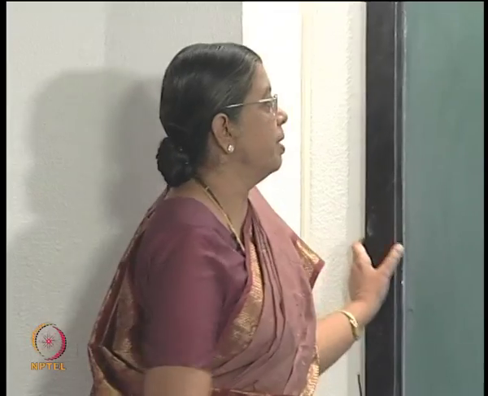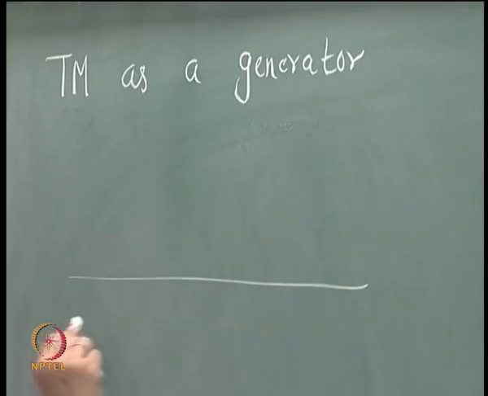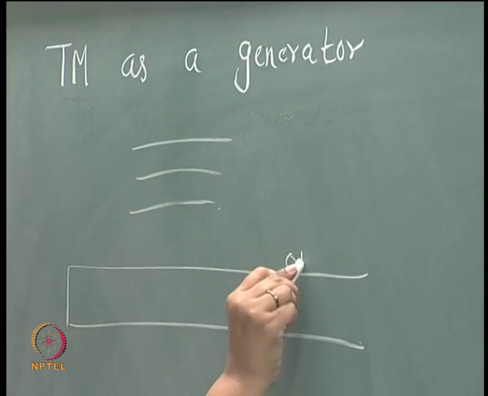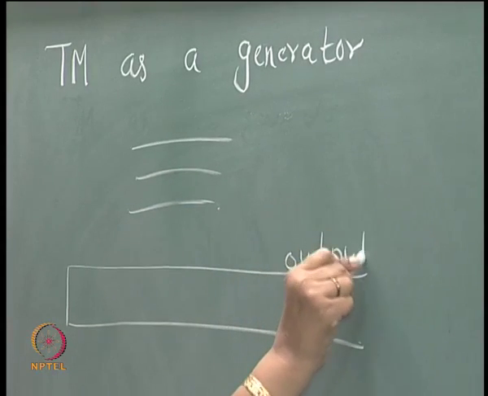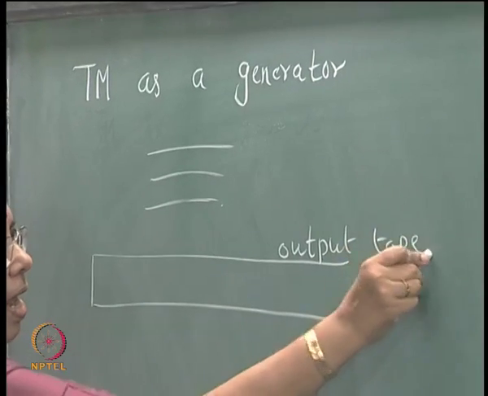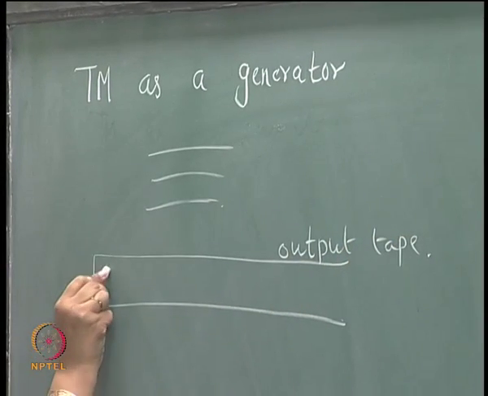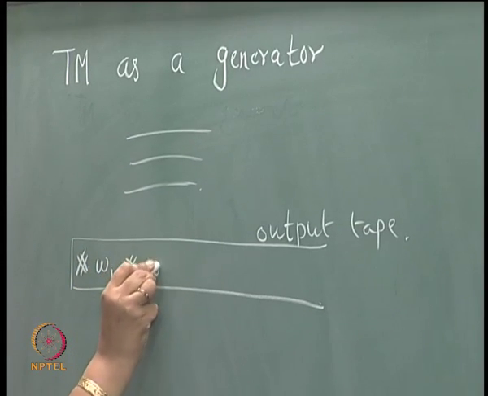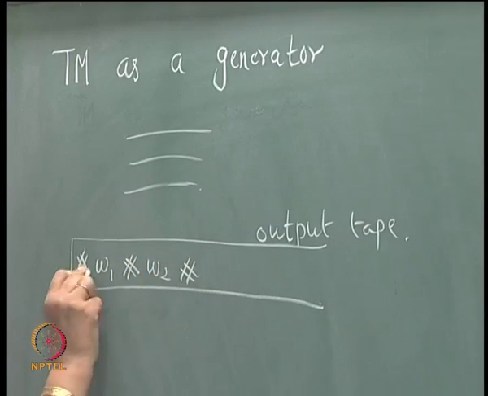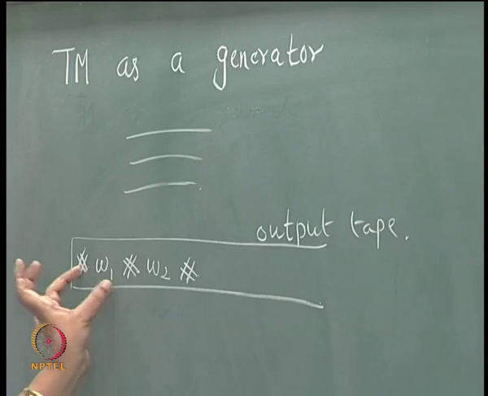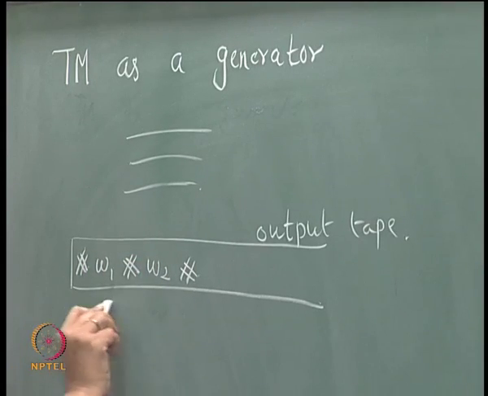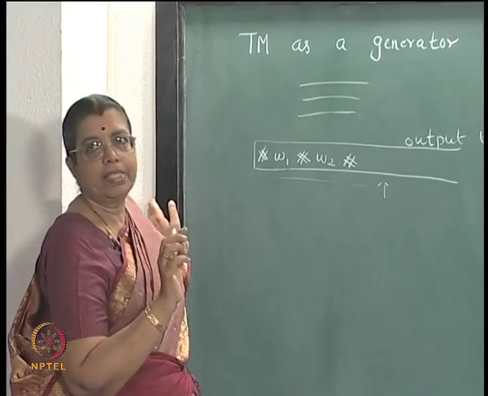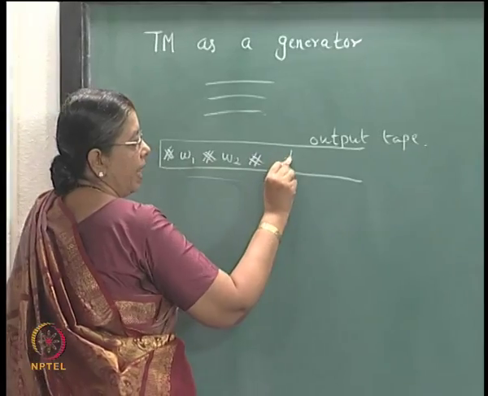We can have a Turing machine where there is an output tape. Other tapes are there, but there is an output tape, and in this output tape strings are printed within hash marks. Some strings are printed on this tape, and this tape head always moves right, and something written once is not erased. It is blank towards the right.